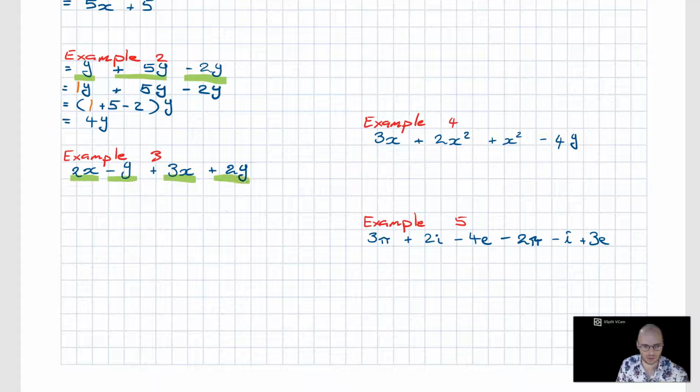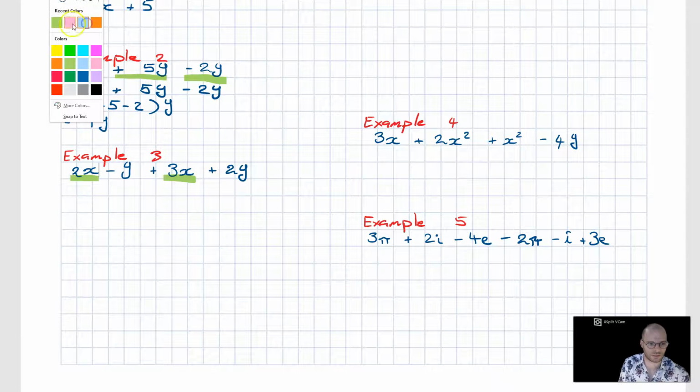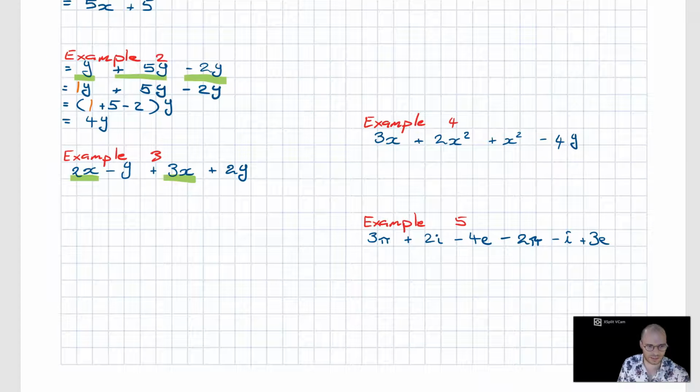But what we're going to notice is when we're looking at these terms, it's not just the same variable across all of the terms. Rather, we've got x's and we've got y's. So rather than highlighting everything, I'm going to go back and give the color green to my terms with x's in them, and then the color pink to my terms with y's in them.